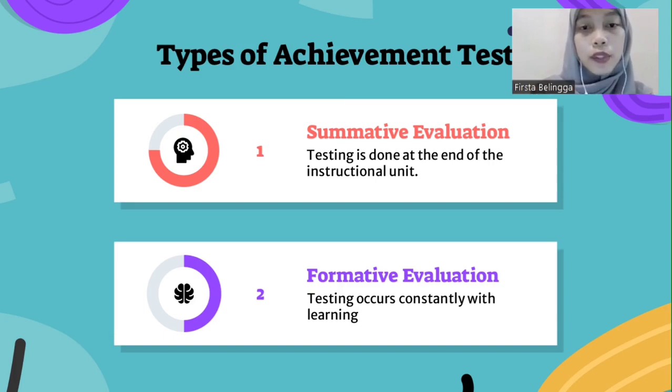There are two types of achievement tests. The first one is summative evaluation. This testing is done at the end of the instructional unit. The test score is seen as the summation of all knowledge learned during a particular subject unit. And the second one is formative evaluation. This testing occurs constantly with learning so that the teachers can evaluate the effectiveness of teaching methods along with the assessment of students' abilities.